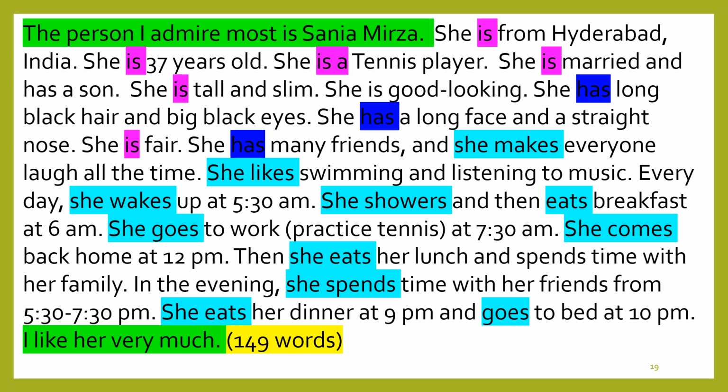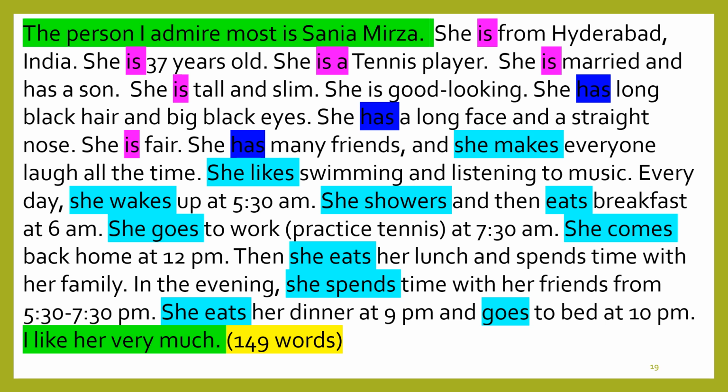Now, when you're talking about eyes, hair, face, nose, all these things are something she owns. So you will write has. And friends also, she owns. It is her friends. So we use has. Now, for the other verbs like makes everyone laugh. So we are using make with s because the subject is singular, she.